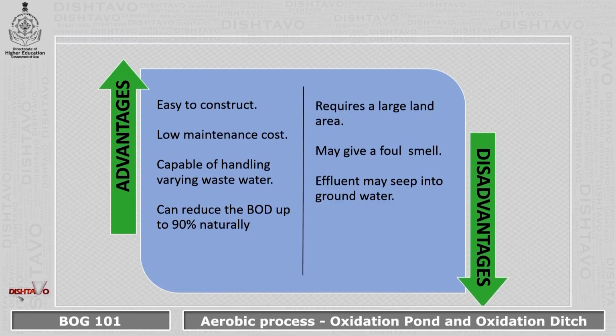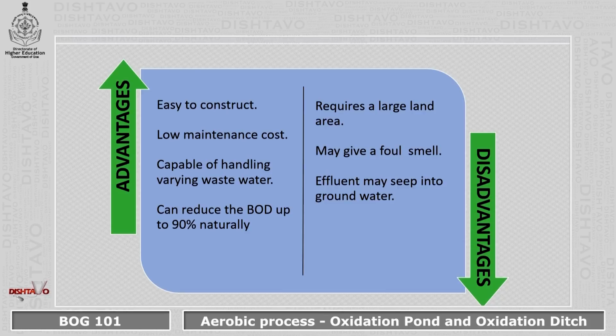The advantages and disadvantages of oxidation ponds. Coming to the advantages, oxidation ponds are easy to construct. They have a low maintenance cost. It is very easy to handle. They are also capable of handling varying wastewater. That is, they can handle industrial as well as domestic wastewater. Oxidation ponds can reduce the BOD, that is biological oxygen demand, up to 90% naturally.